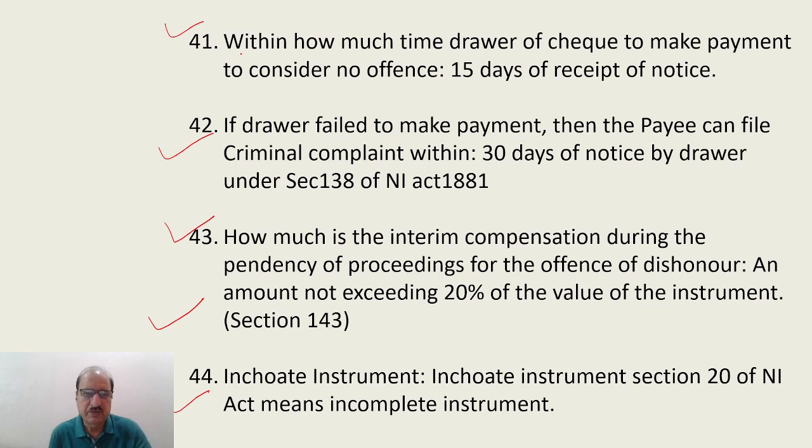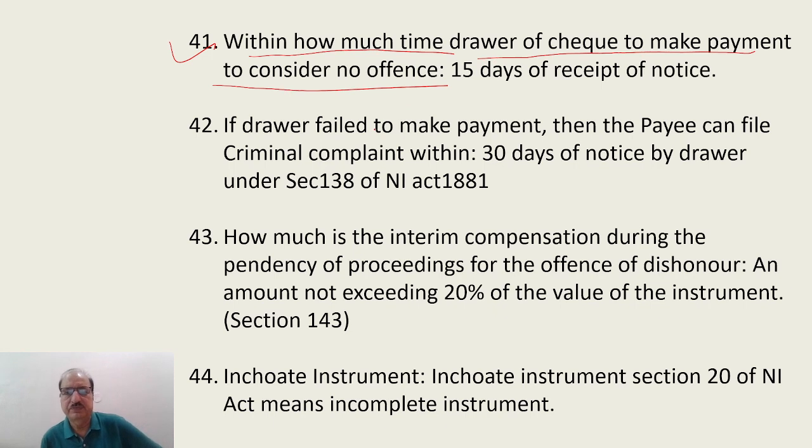Question number 41. Within how much time must the drawer of a check make payment to avoid an offense? Suppose a check has been dishonored and notice within 30 days of receipt of the memo from the bank has been given to the drawer. Within how many days does he have to make payment to the payee so that it does not become an offense?